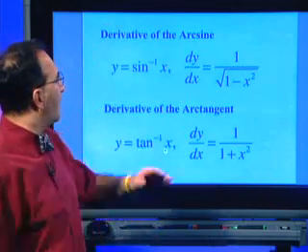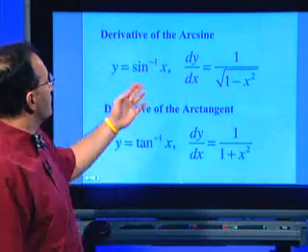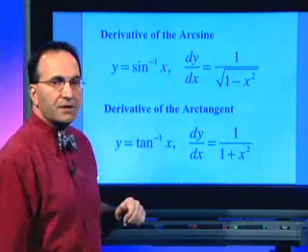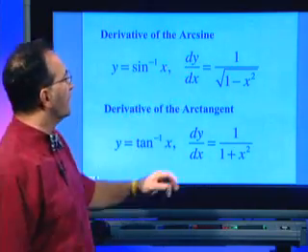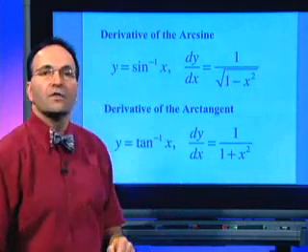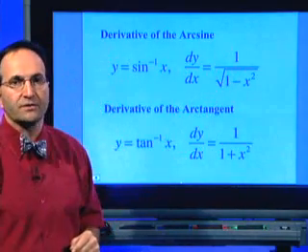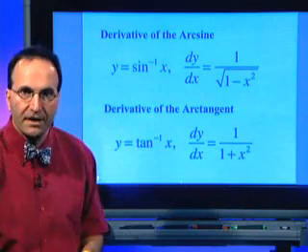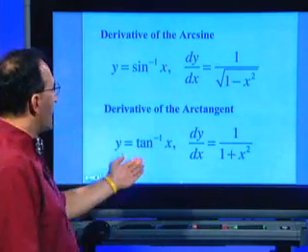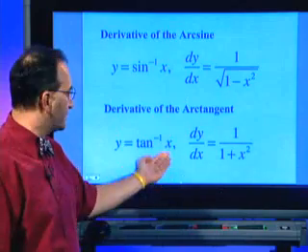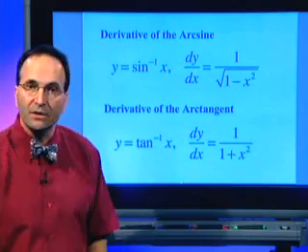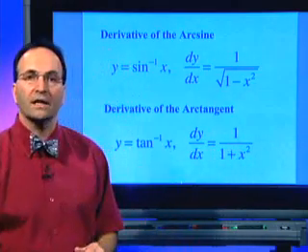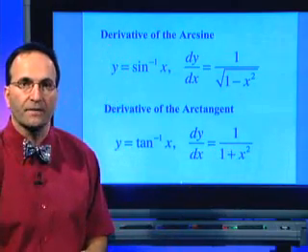The derivative of arcsine, which we can write as sine inverse of x, the derivative dy dx is equal to 1 over the square root of 1 minus x squared. For arctangent and its derivative, we have y equals tan inverse of x, and then dy dx is equal to 1 over the quantity 1 plus x squared.